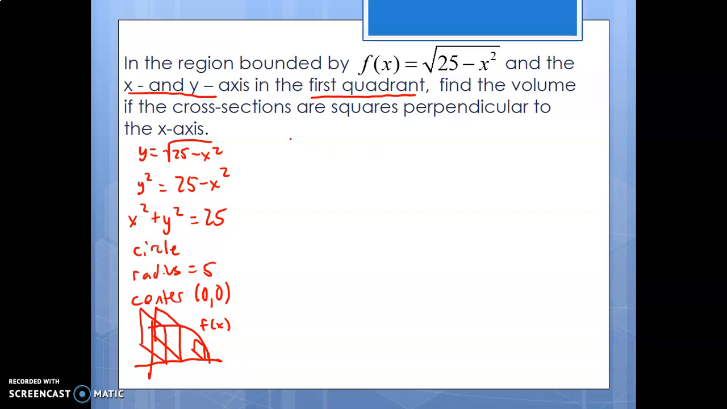Okay, now we said the formula is going to be the volume is equal to the integral from a to b of A of x dx.